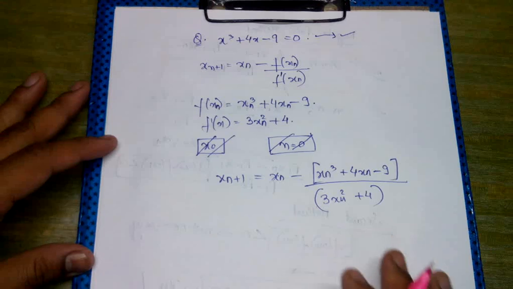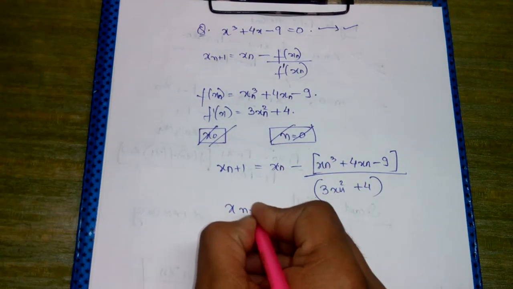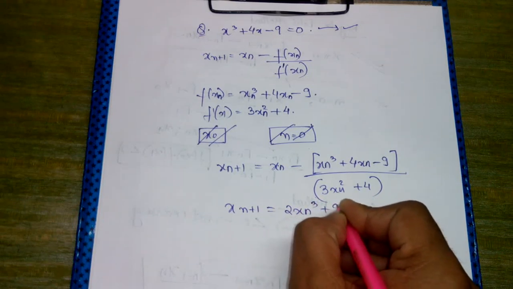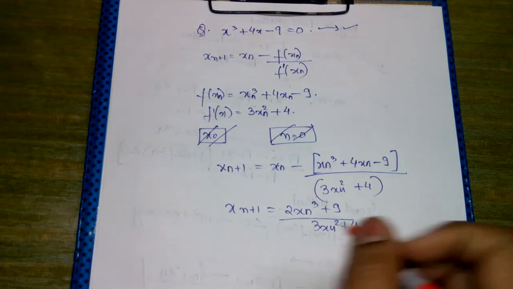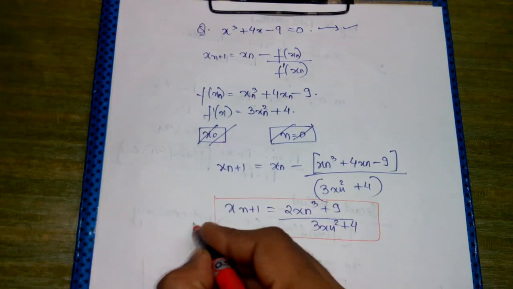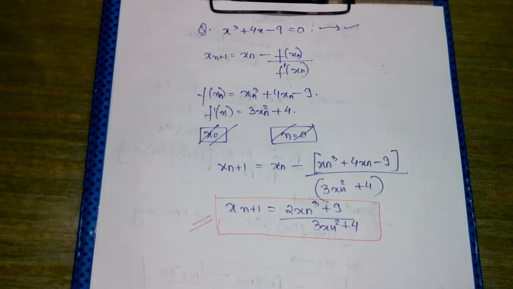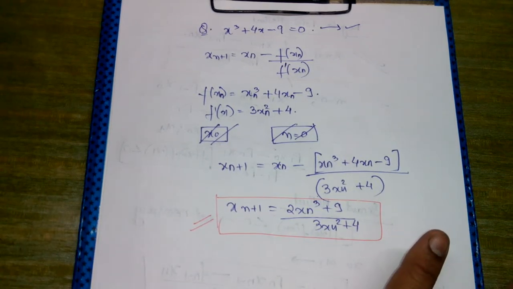So when we will multiply and take the LCM, the final answer that will be obtained here is x of n plus 1 is equal to 2xn cube plus 9 upon 3xn square plus 4. So this would be the general iterative equation which will be used for the Newton-Raphson method. Okay, so Newton-Raphson method is a very simple method, but हमें यहाँ पे सिर्फ और सिर्फ इसकी iterative equation याद रखनी पड़ेगी, और उसके basis पे हम लोग अपना answer solve कर सकते हैं.